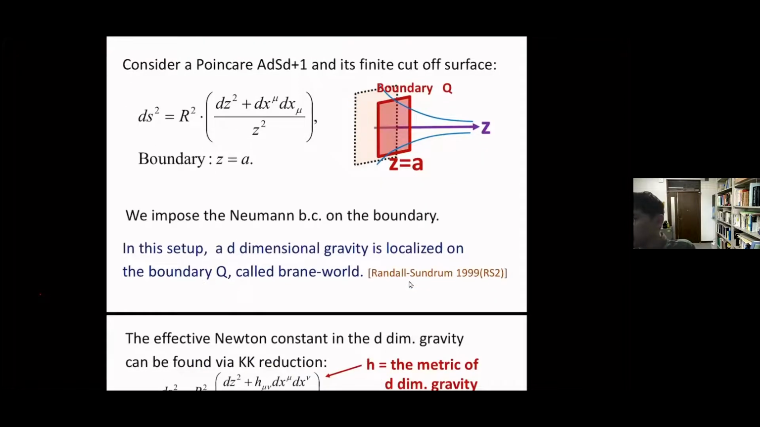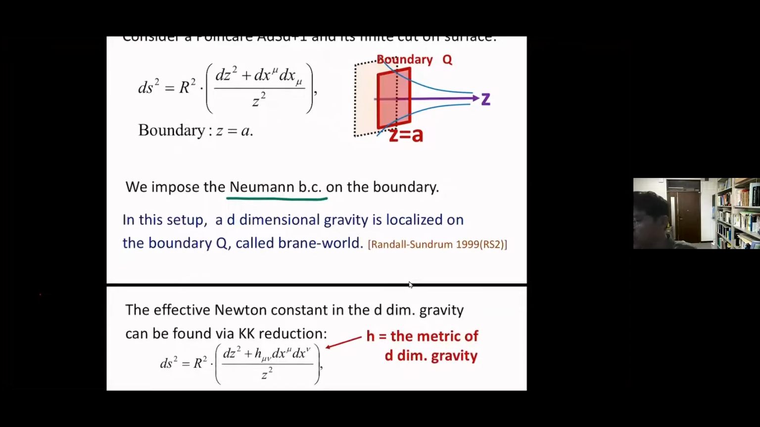And moreover, on the boundary we normally impose the Dirichlet boundary condition, but let's change the boundary condition and impose the Neumann boundary condition. Then what happens? If we impose Neumann boundary condition, as we discussed in AdS/BCFT, there are some dynamical degrees of freedom, some gravitational wave degrees of freedom localized on the boundary, because the metric can fluctuate. In this setup, actually, d-dimensional gravity is localized.